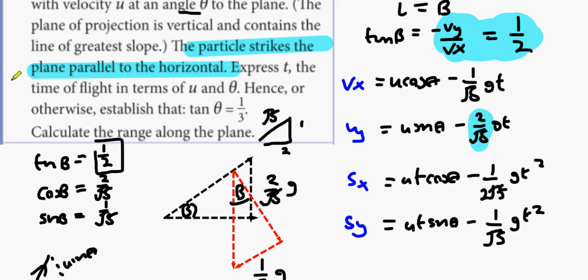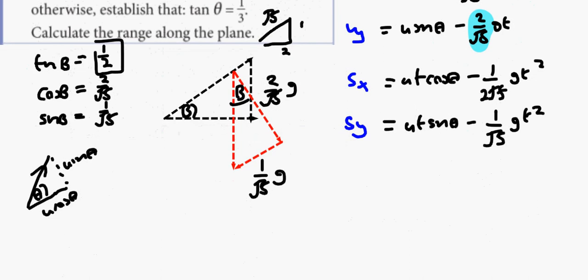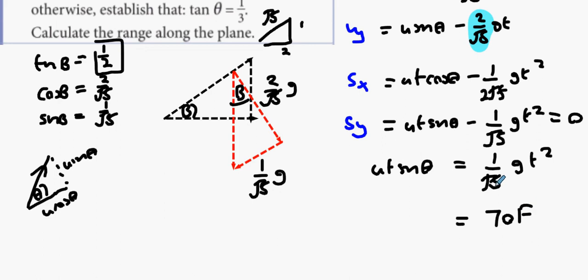All right, let's keep going. So let's do Sy equals 0. This equals 0. We're going to get ut sine theta equals 1 over root 5 gt squared. Then we're going to get time of flight, TOF, ends up to be root 5 u sine theta over g. And we get the time of flight. Same one. Alright, insert that into Vx and Vy now.